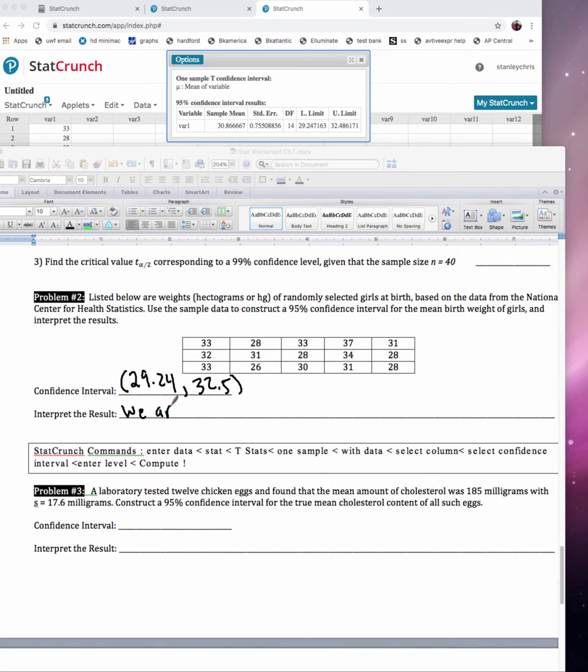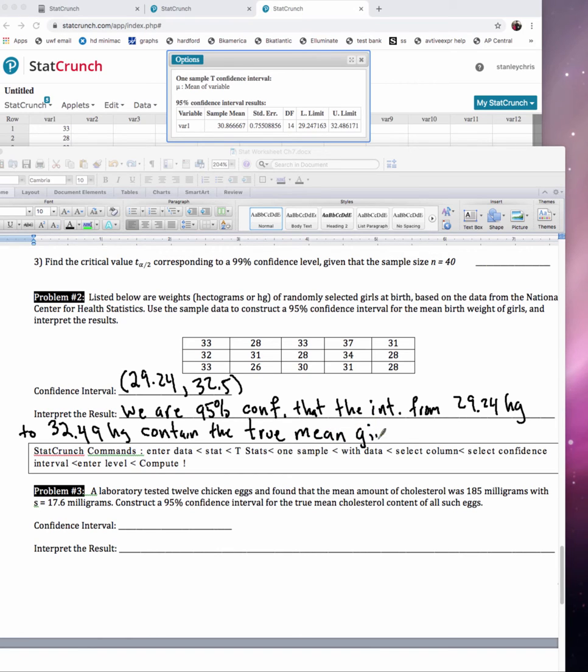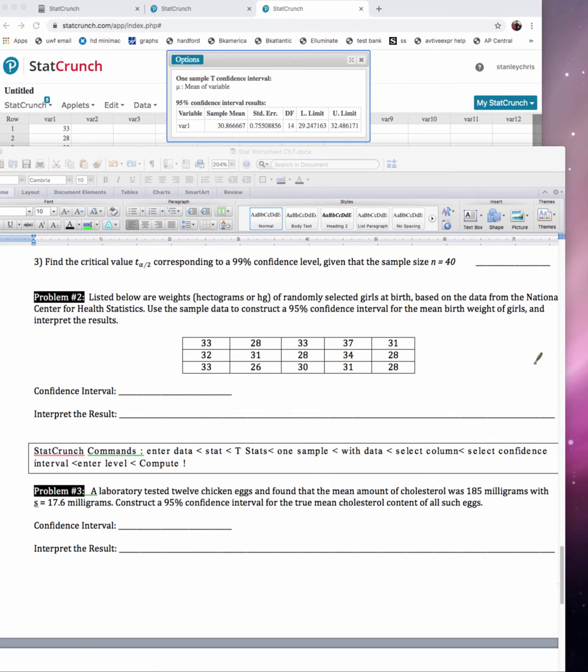And then we say we are 95% confident that the interval from 29.24 HGs to 32.49 HGs contains the true, not the sample, the true mean girl baby weight. Okay, so that's how you do an interval like that. So you could run through that a few times if you'd like.